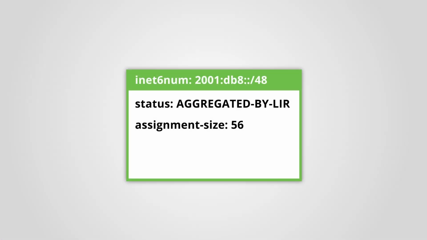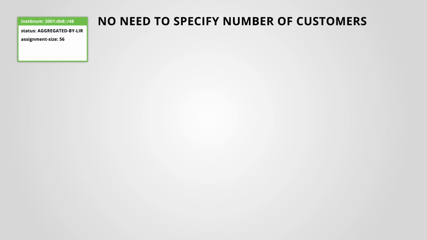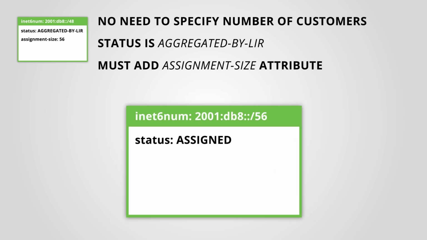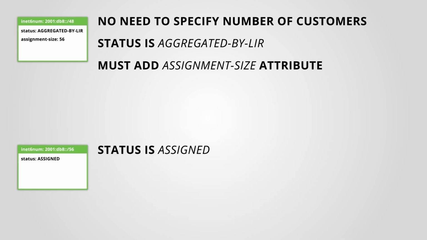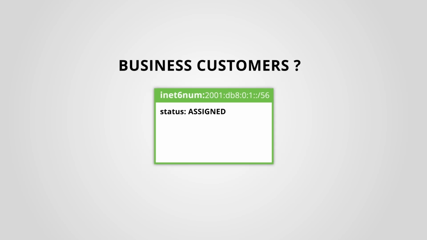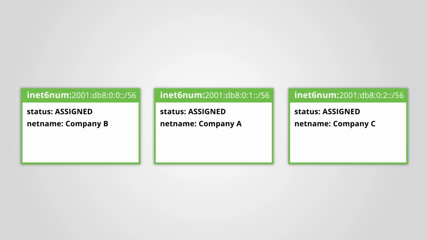What are the main characteristics of grouping the assignments together? You do not need to specify the name or the number of customers included in that inet6num. The status will be AGGREGATED-BY-LIR. You need to add the attribute assignment-size to specify the size of each assignment in that inet6num object. If you choose to register an inet6num object for each assignment separately, the status will be ASSIGNED. You do not need to add the attribute assignment-size. For business customers, we recommend to register their assignments as a separate inet6num object.